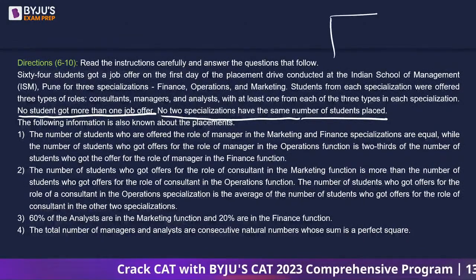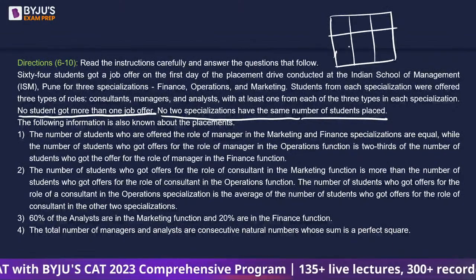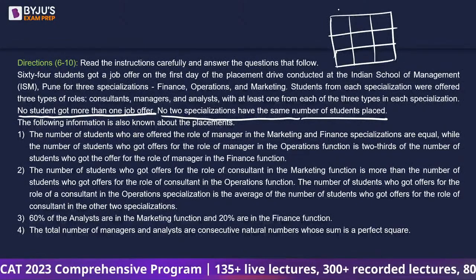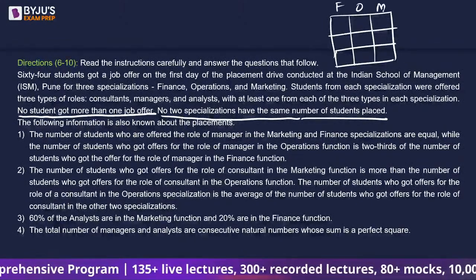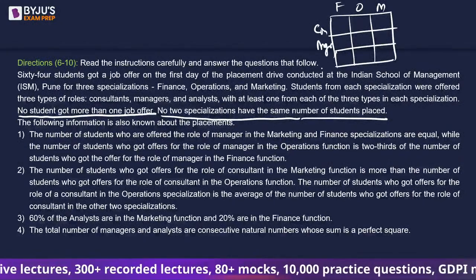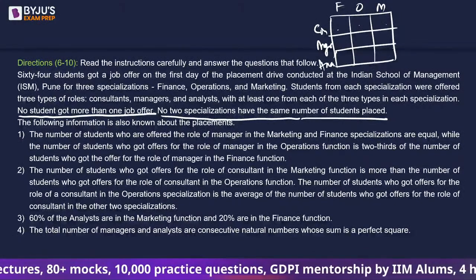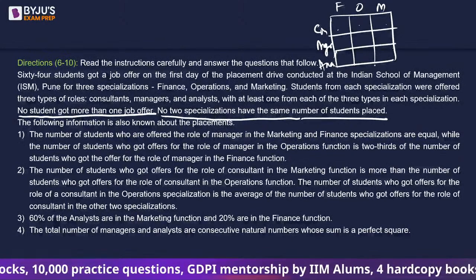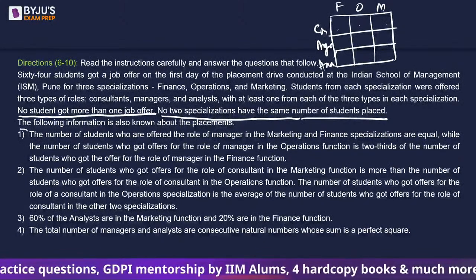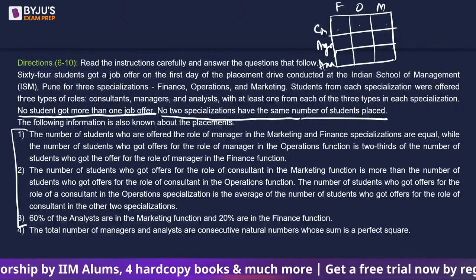So we are supposed to draw the table with 3 rows and 3 columns, so that we will get finance, operations and marketing, and the roles being consultants, managers and analysts. And these are the cells we are supposed to fill from the values that are given here, right? So we will need a table like this. So let's do one thing. Let's draw a table.